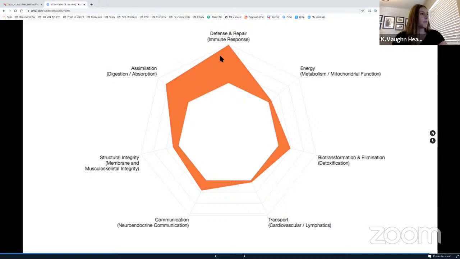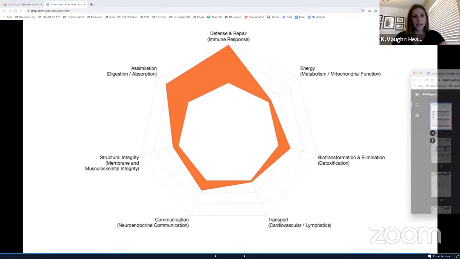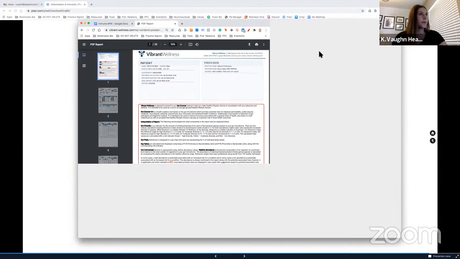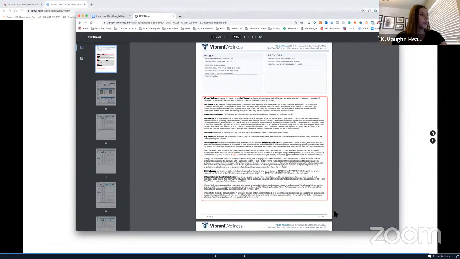So once we start with our initial assessment and we break down this defense and repair, then we can start to focus our attention on these other areas that the patient may need help with. Another great tool that we have is lab testing. I actually have a sample I'm going to pull onto the screen right here. This is from Vibrant America, which is one of the companies that we use.